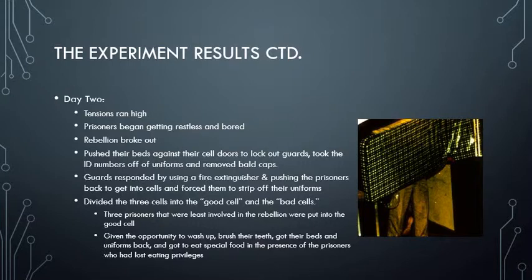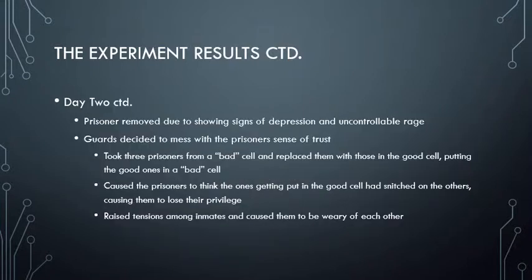The guards responded by using the fire extinguisher they were required to have on site and pushing the prisoners further back into the cells and forced them to strip out of their uniforms. They then divided the 3 cells into the good cells and the bad cells. The prisoners that were least involved in the uprising were put into the good cell and given the opportunity to wash up, brush their teeth, and got their beds and uniforms back. They also got to eat special food in the presence of the prisoners who had their eating privileges taken away.